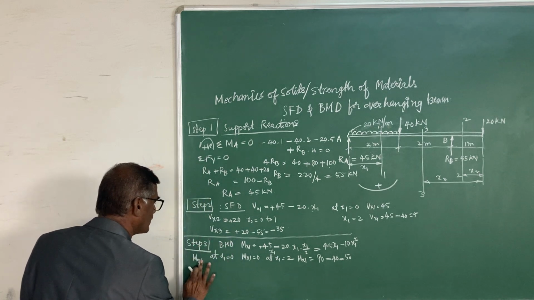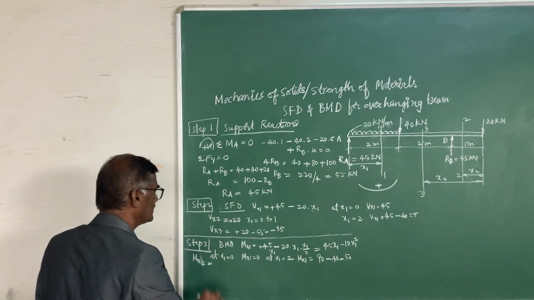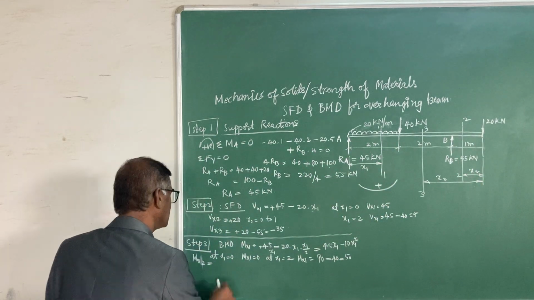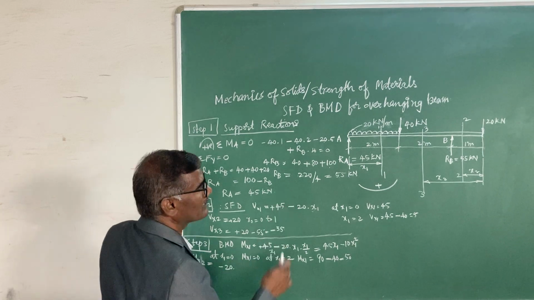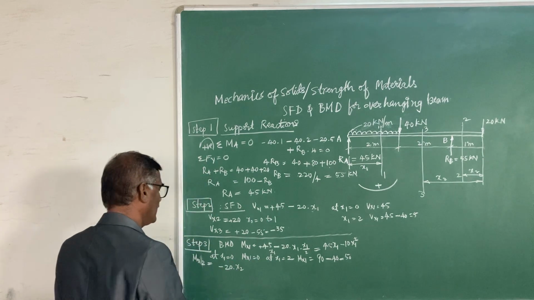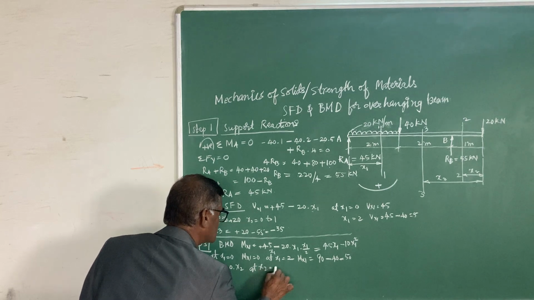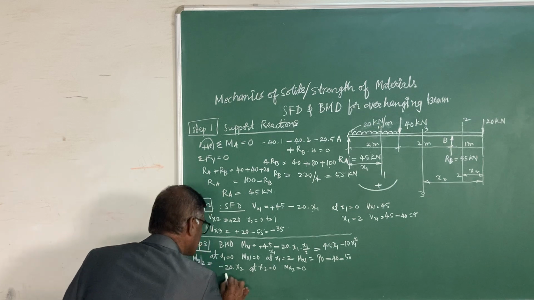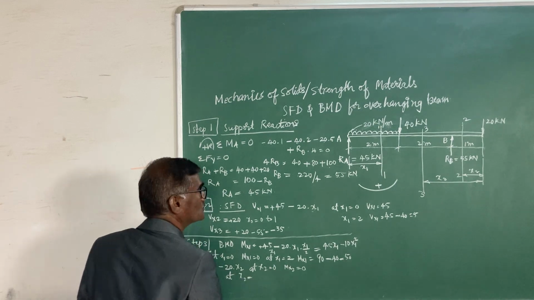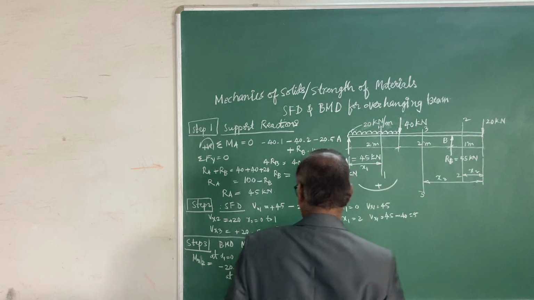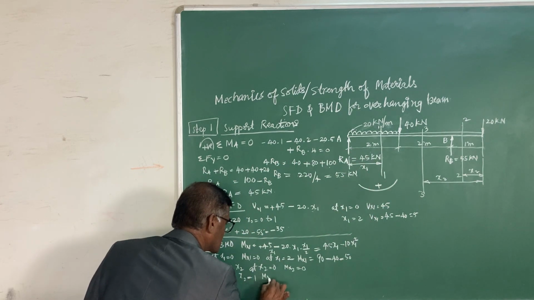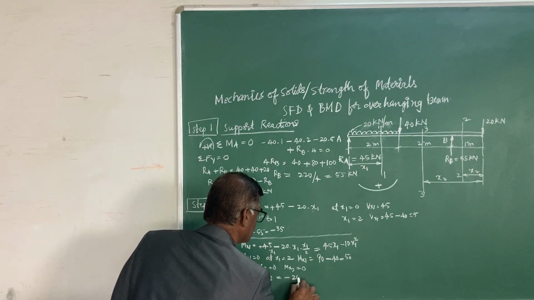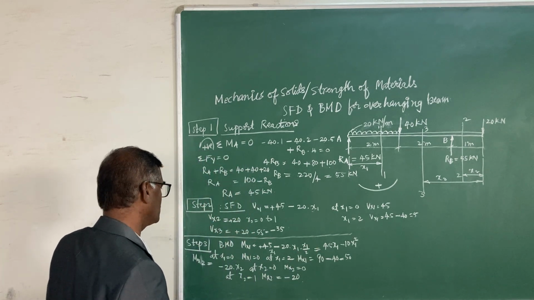Now let us write down the Mx2 equation. The 20 kilonewtons contributes a sad effect, that is minus 20 into x2. At x2 equals to 0, Mx2 is 0, and at x2 equals to the limiting value 1, Mx2 becomes minus 20. So this value goes up to minus 20.